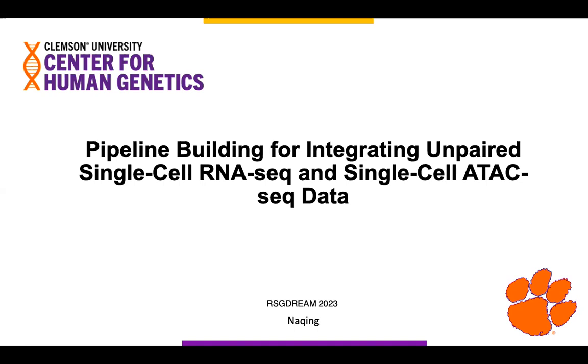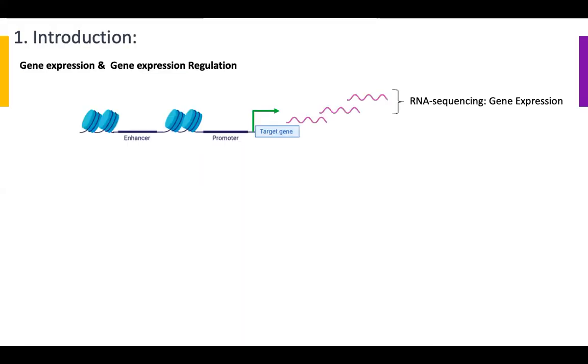I'm happy to share with you my current project, pipeline building for integrating unpaired single-cell RNA-seq data and single-cell ATAC-seq data. So we all know RNA sequencing can measure gene expression. There are transcription factors that can regulate gene expression by binding on DNA regions like enhancers and promoters. Whether the DNA region is open for the transcription factor to bind or not is called chromatin accessibility.